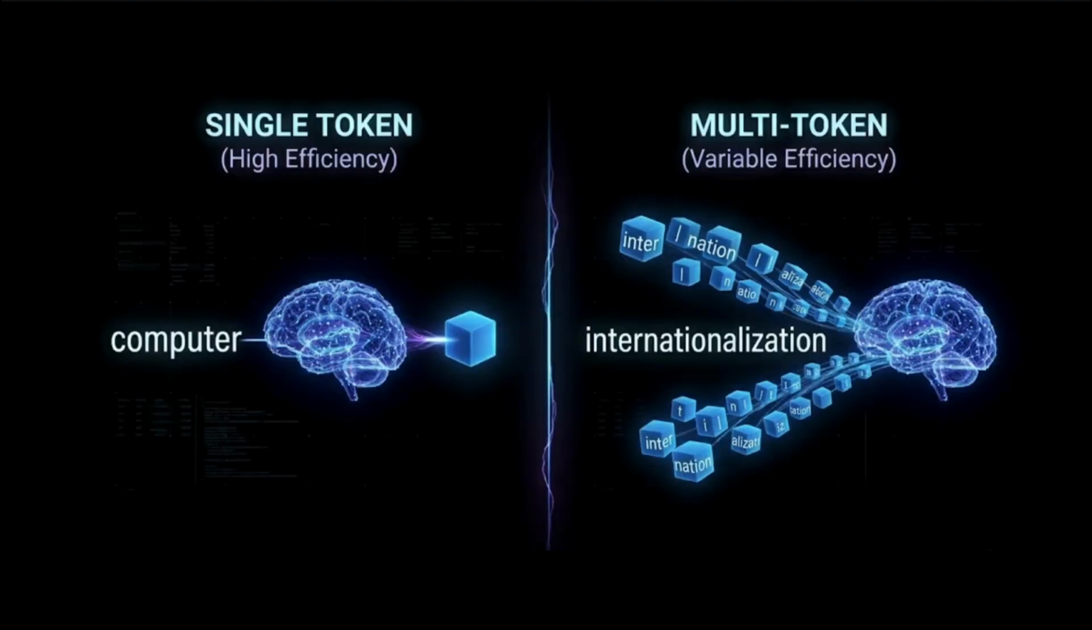Tokenizers are trained to be efficient. Common words like computer are indexed as a single token. However, if you throw a complex word like internationalization at it, the tokenizer splits it into subunits like inter, nation, and alization. This allows the model to handle an infinite variety of words, even typos, using a finite vocabulary of around 50,000 to 100,000 tokens.